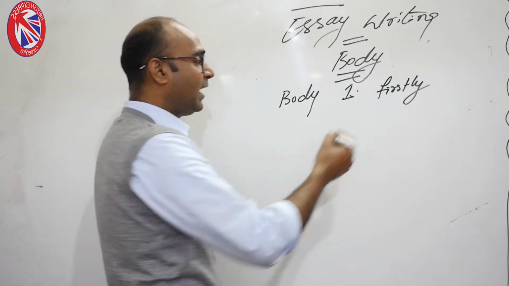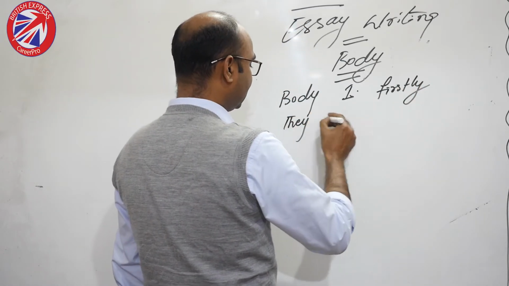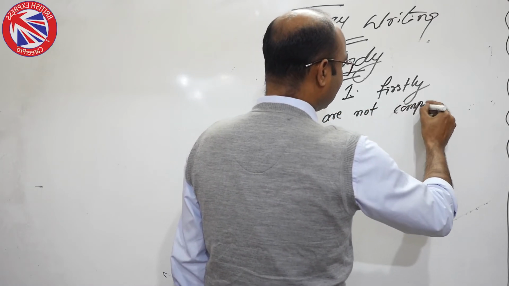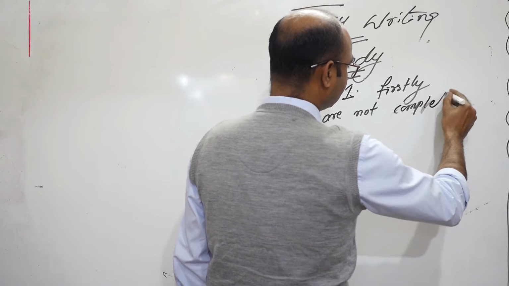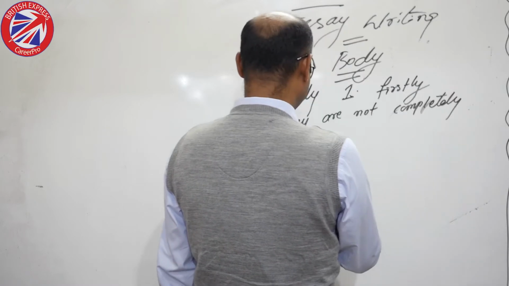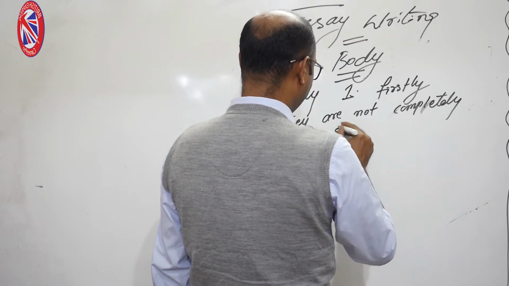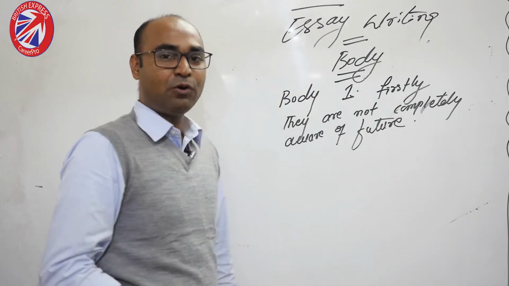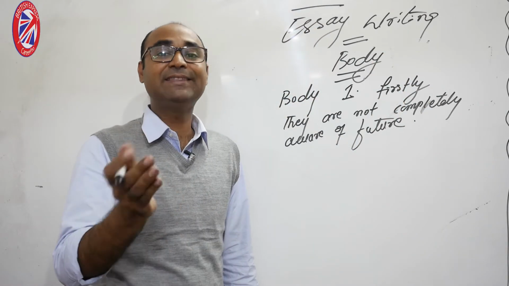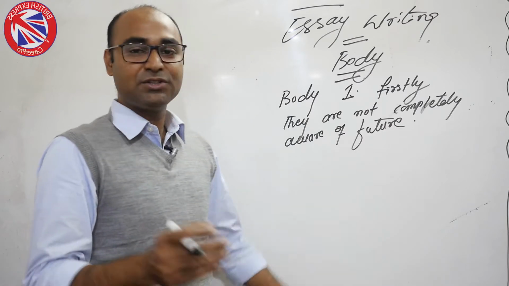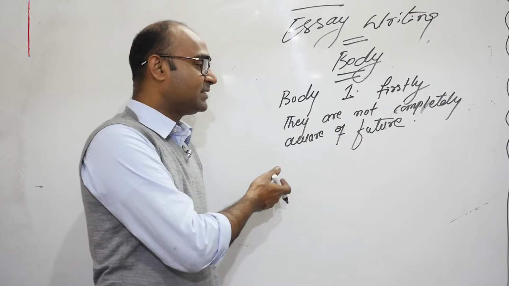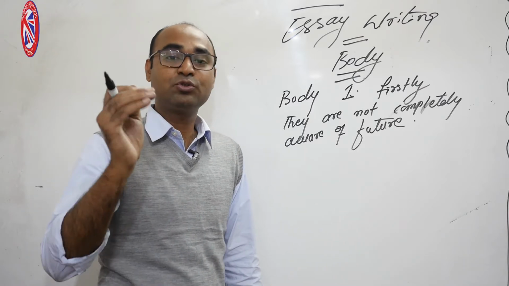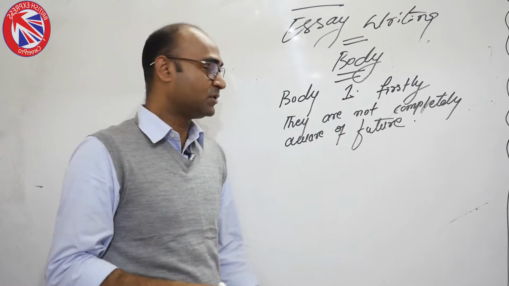firstly, they are not completely aware of the future. What does it mean? It means that now I am going to justify that they are partially responsible. Why? Because nobody knows the future, and I have said the same thing, that they do not know about the future. So how can they develop the skills? They should be trained, so the people are not responsible.